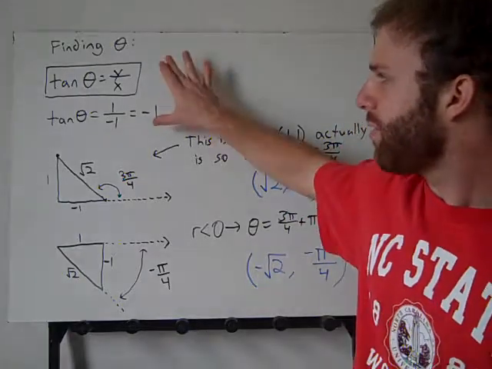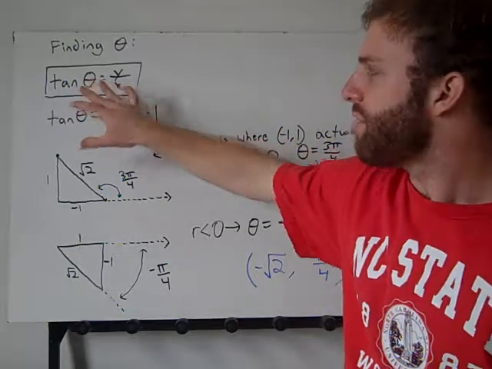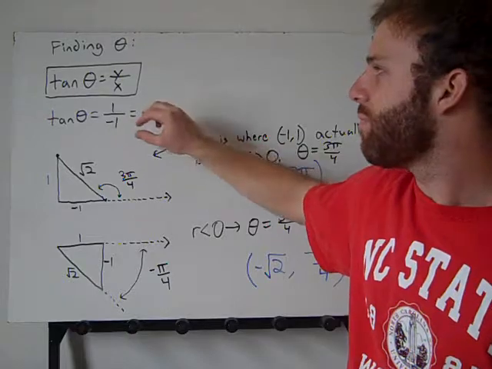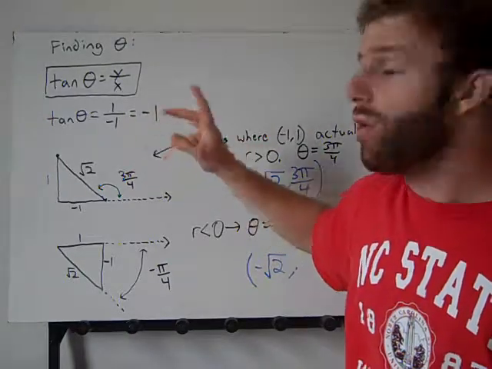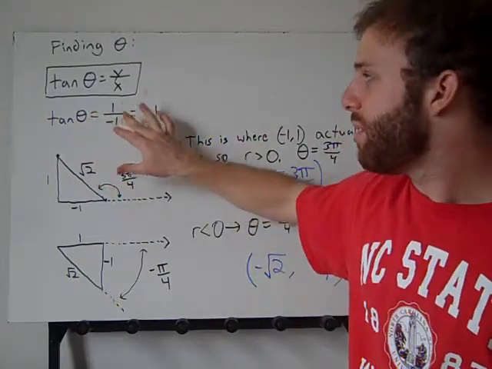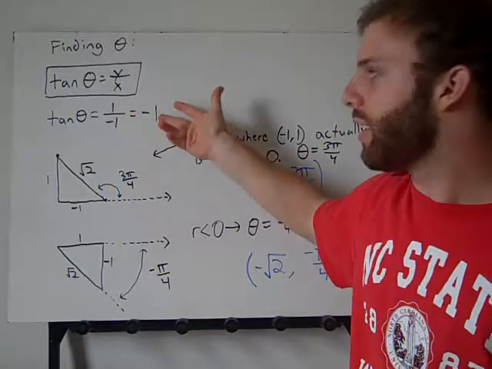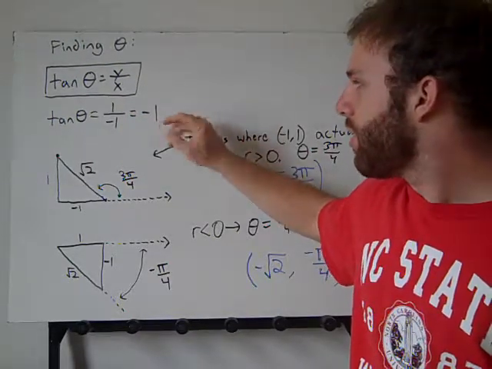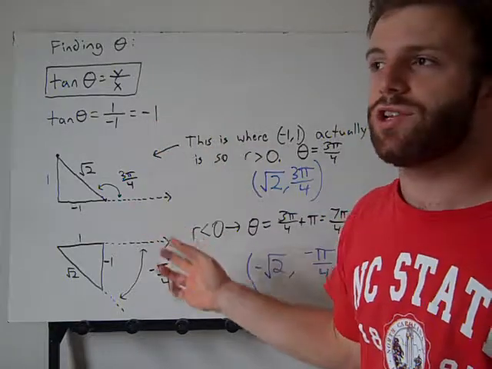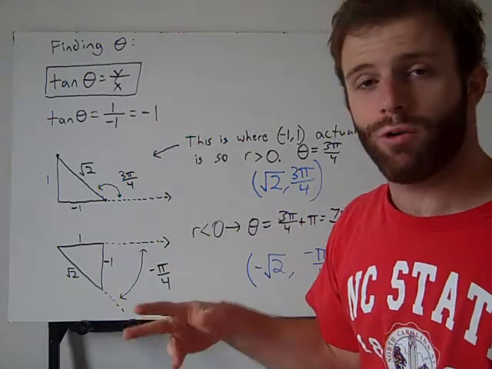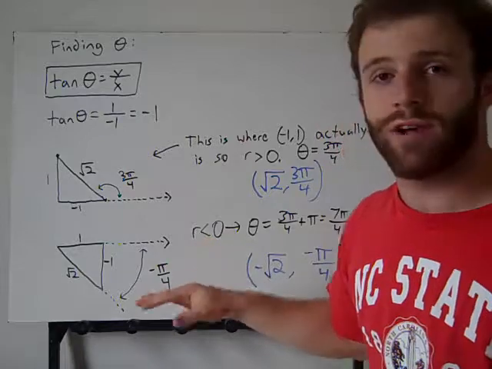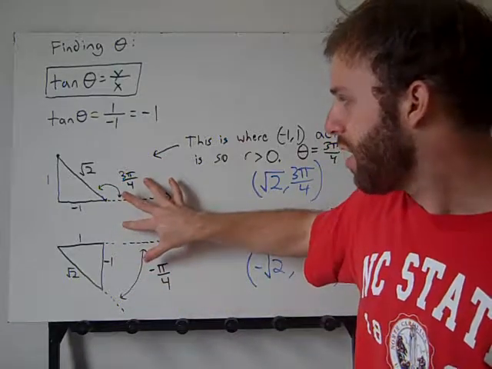So first off, to find theta, we know that tangent of theta is y over x. So if we have the coordinates -1, 1, tangent of theta is going to be 1 over -1, which is -1. And so we know that tangent is negative in the second quadrant and in the fourth quadrant. And I've represented this here with these triangles.